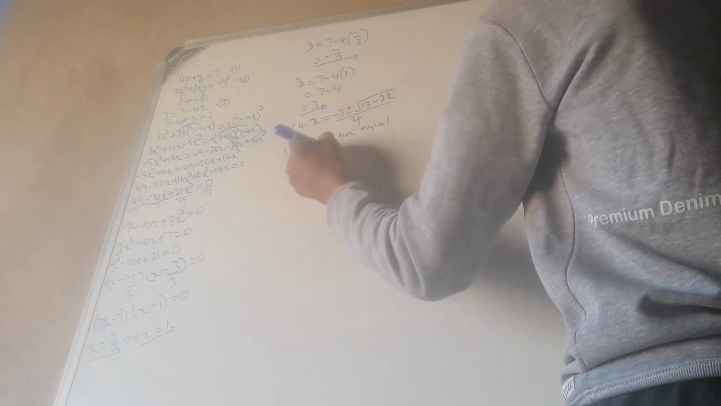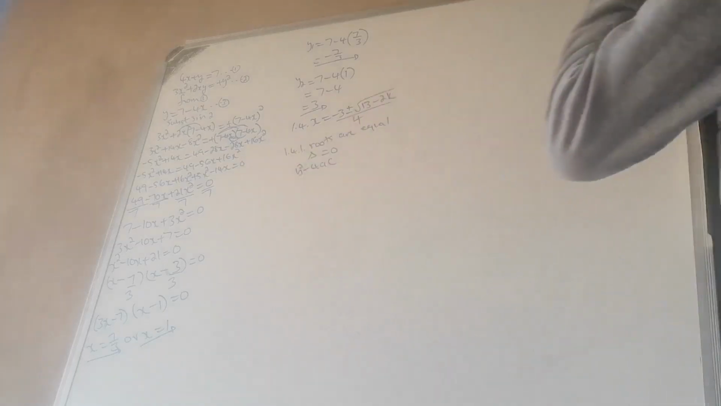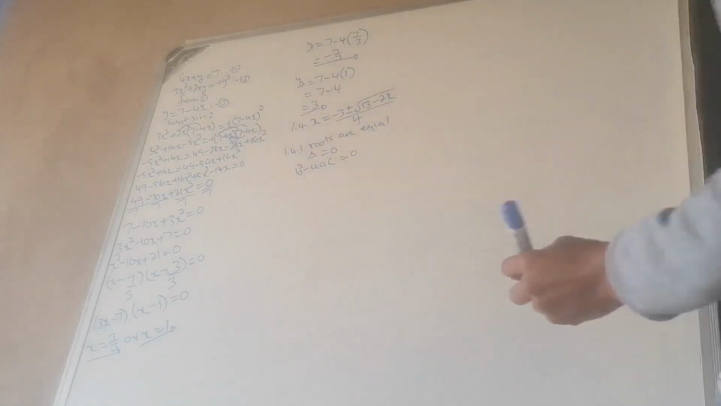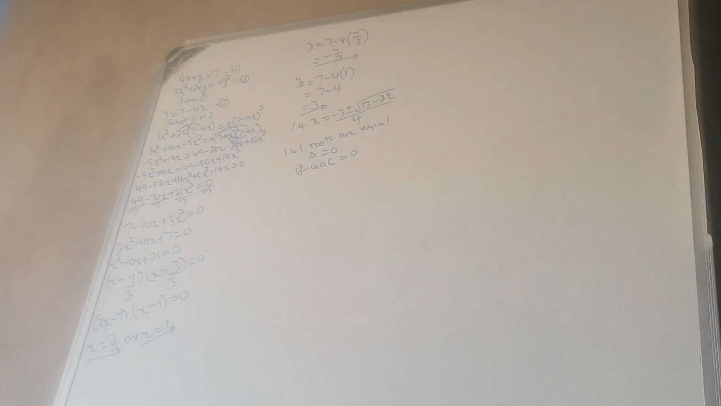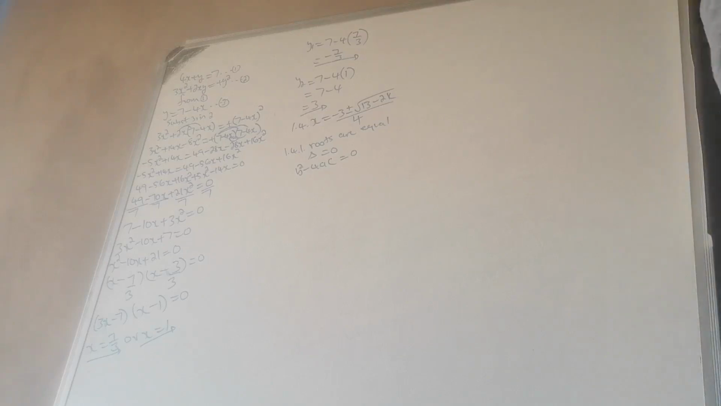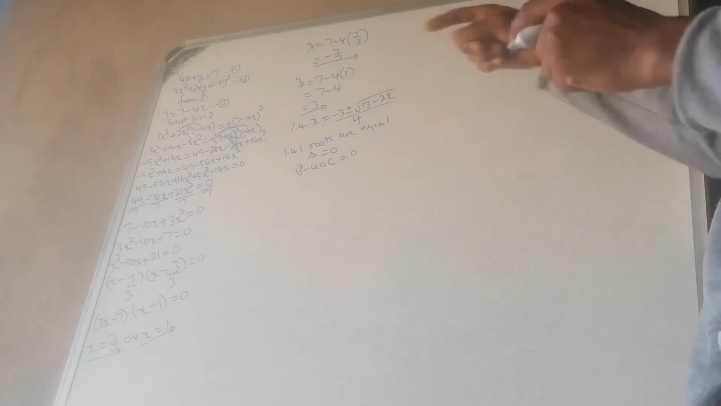For the roots to be equal, the discriminant must be equal to 0. What is this discriminant? It's the value of b squared minus 4ac, the value under the square root. This value must be equal to 0 for the roots to be equal. I am interested in the value that is under the square root.